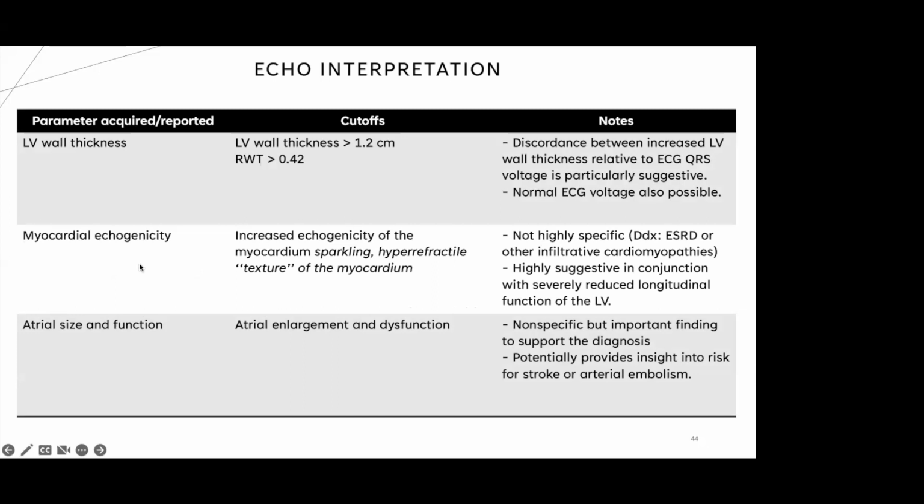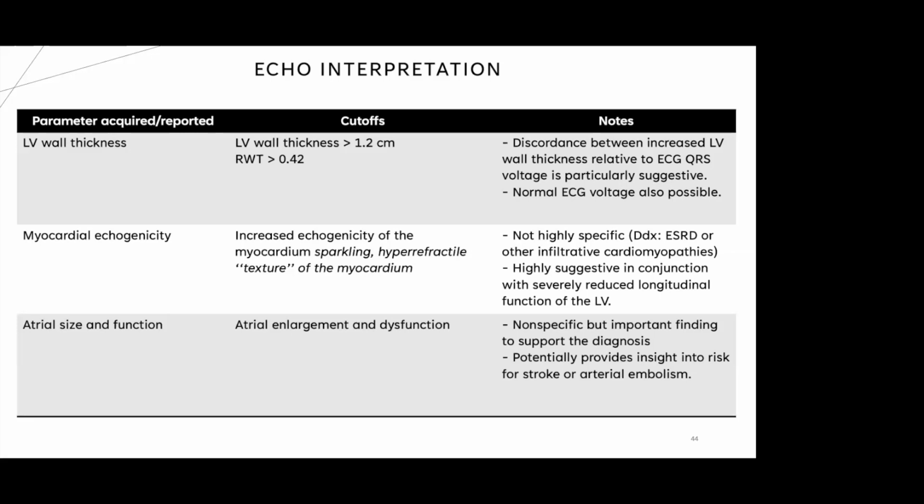When looking at the parameters separately, for LV wall thickness, we use a cutoff of 1.2 centimeters or RWT of greater than 0.42. We often see discordance between how thick the myocardium is and the voltages on our ECG. Like we saw in that patient, the myocardium was quite thick, but we had low voltage. This isn't always the case. You can have a normal ECG with this presentation, so don't rule it out just from the ECG appearance.